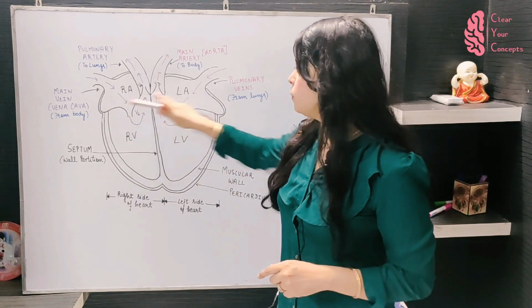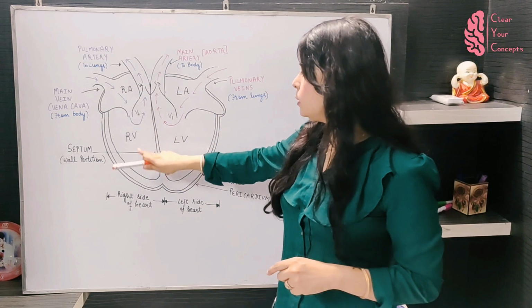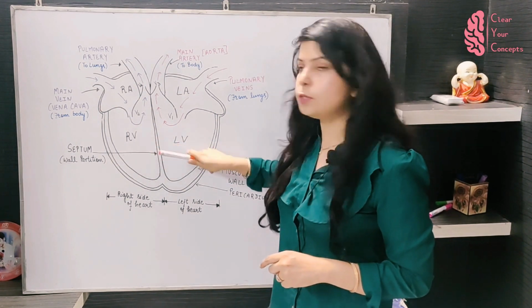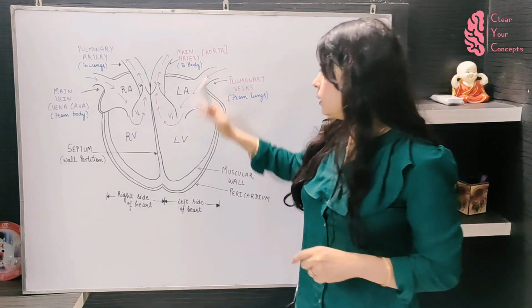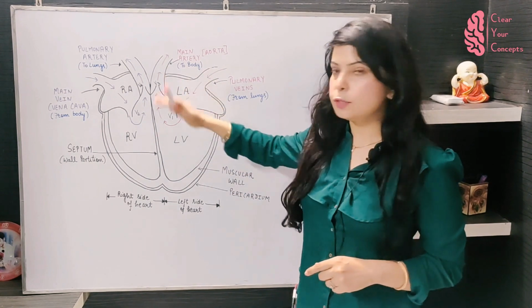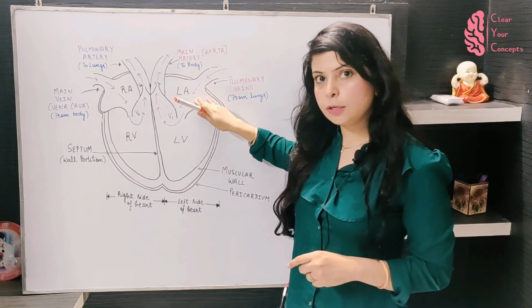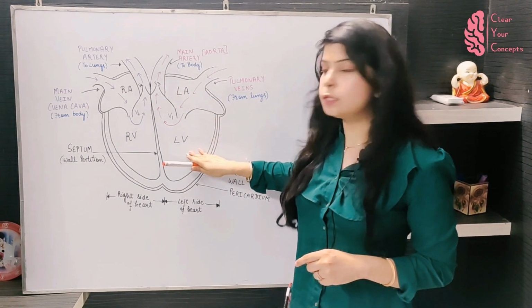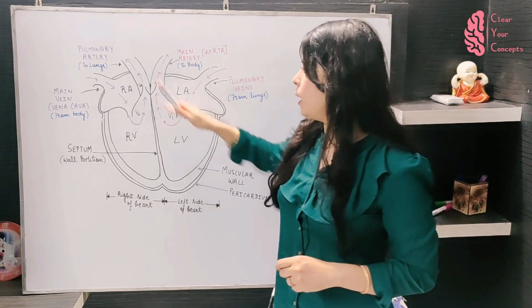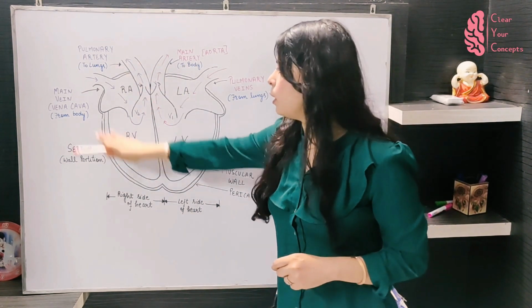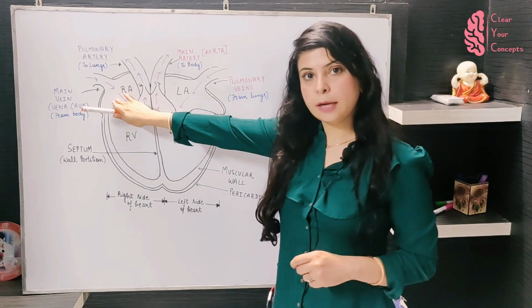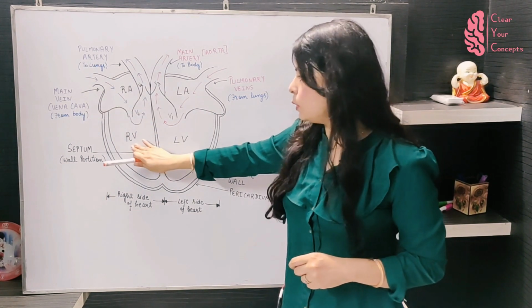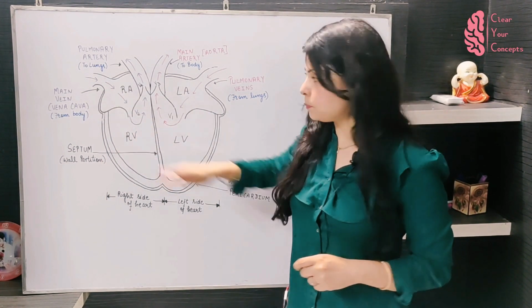These upper 2 chambers are the auricles and these lower 2 chambers are the ventricles. As this is the left side of our heart, this upper one is the left auricle and this lower one is the left ventricle. And as this is the right side of our heart, this upper one is the right auricle and this lower one is the right ventricle.